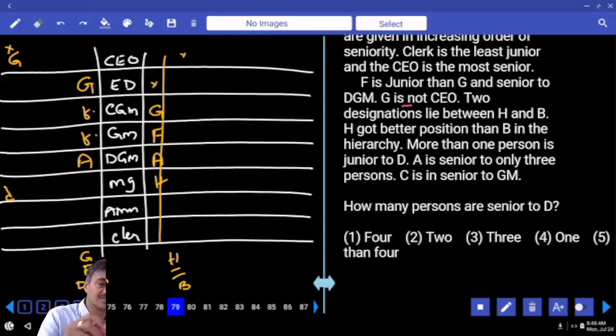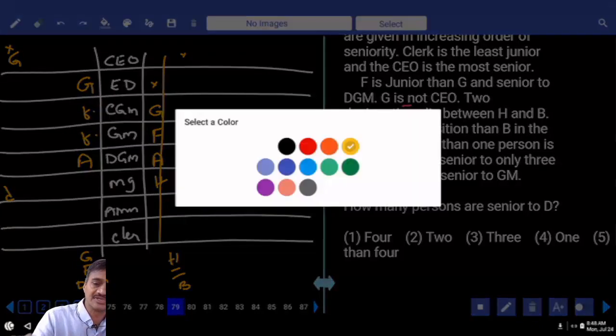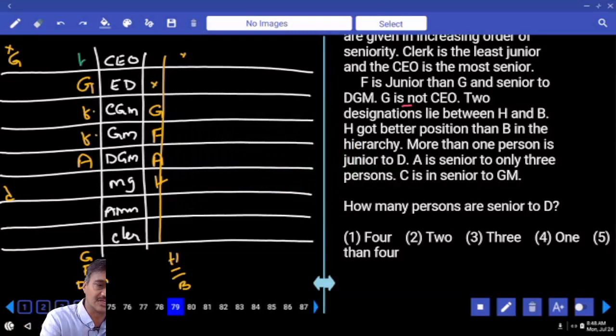And in the next case, now if you take H at this place, we are taking just a possibility. H is here. Then 1, 2, B will be here. If B is here, F will be here. That is one possible. And in the next case, now if G is here, then A will be here. Then what about H? And F can be at any one of these 2 places. And A is senior to only C is senior to GM. And C is senior to GM. Hence in this case, C is senior to GM is not possible.